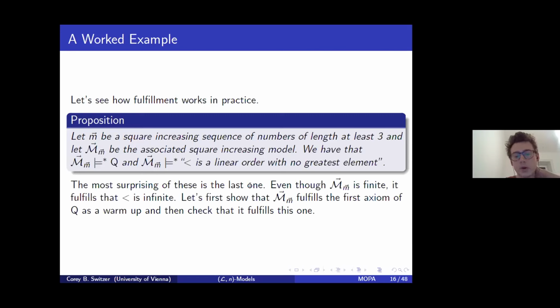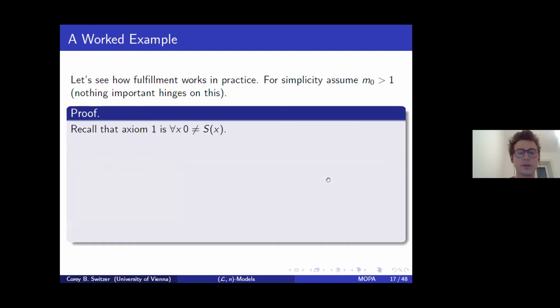Right, so the surprising one of these is the last one. This is what I said. So what I want to do is show you why it fulfills the first axiom, and go through it in some detail. I'm not going to go through every single axiom. And then I want to show you why it thinks that the linear order has no greatest element. So the first axiom, remember, is the one that said that 0 is not the successor of anybody: for all x, 0 is not equal to s of x.